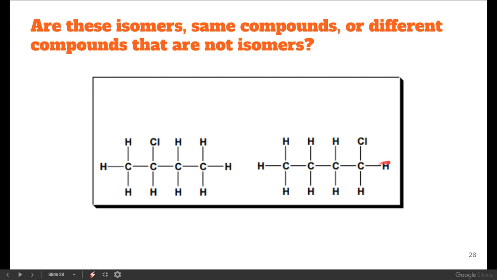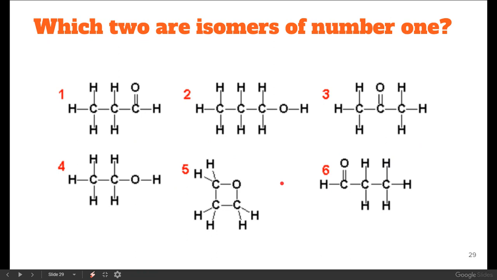Let's see. You ready? Here we go. We got 4 carbons on the right, and we got 4 carbons on the left. We got a chlorine coming off, let's say, the 1st carbon from the right, but this chlorine's coming off the 2nd carbon from the left. So these have the exact same molecular formula, but a different structural formula. So these are called structural isomers, or isomers, if you will. Okay? All right. Which two are isomers of number 1? Let's see if we can do this one.